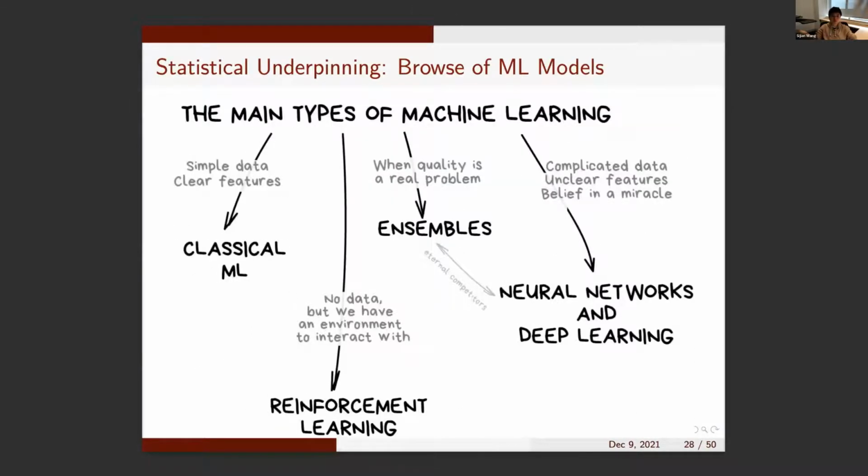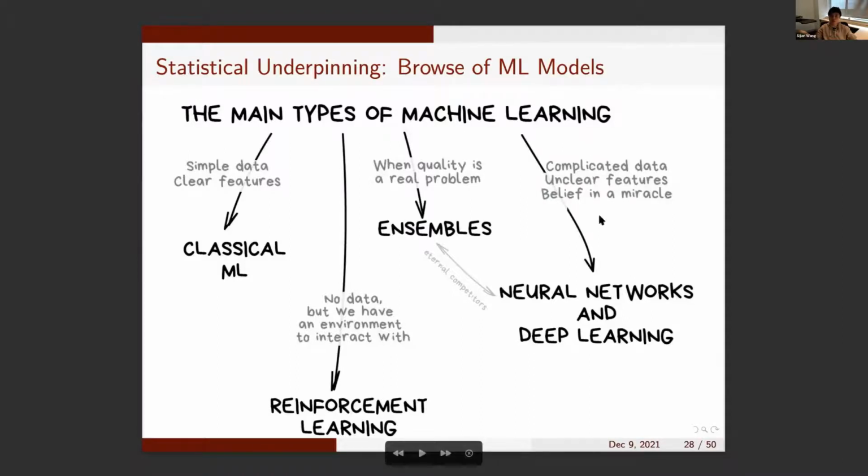So here is a further breakdown of the types of machine learning. The classical machine learning model is usually applied to relatively simple data with clear features. And for ensemble learning, we use this method when there is some concern about the quality of a single model. So we want to use many models to borrow strengths from each other and combine the strengths of all the models to achieve better performance.